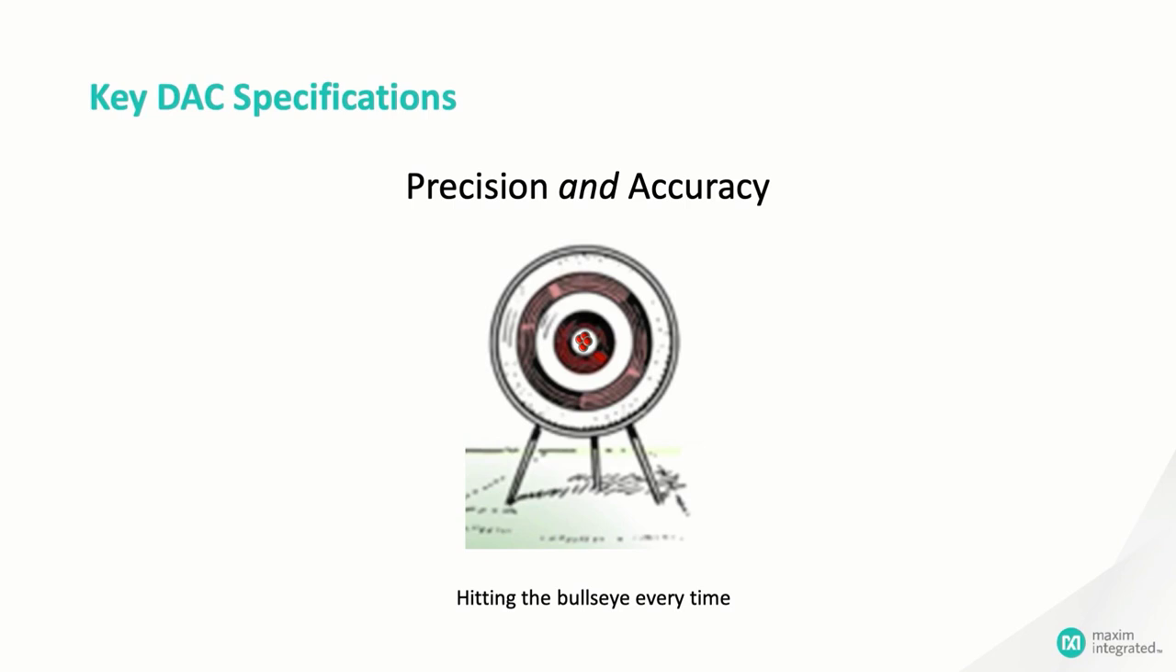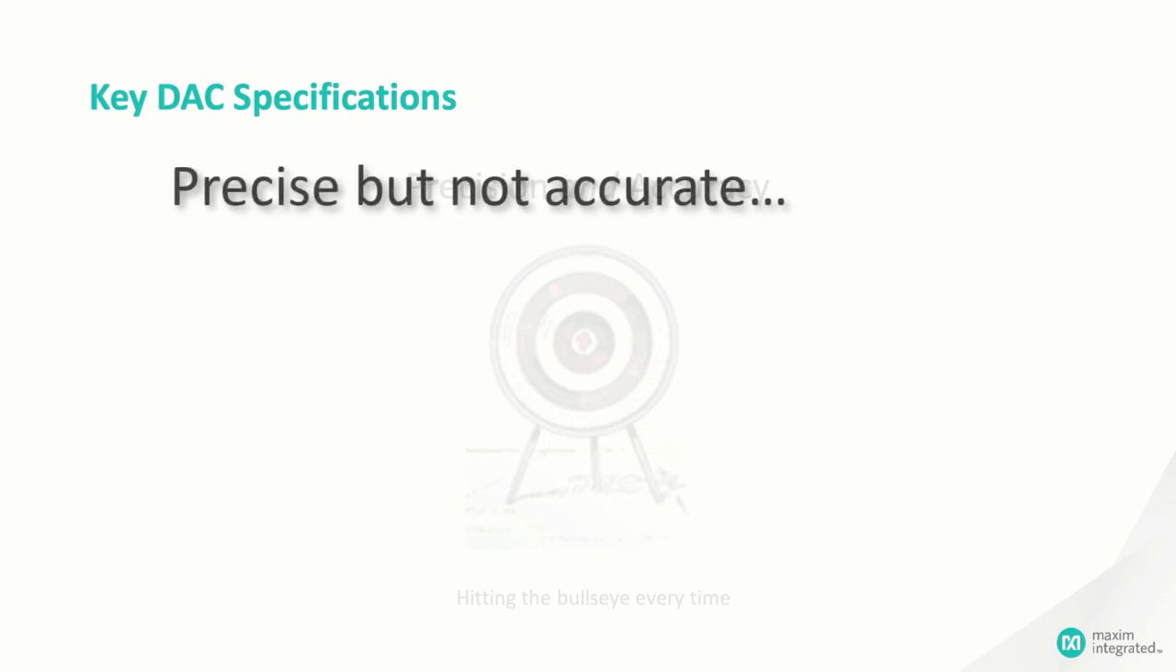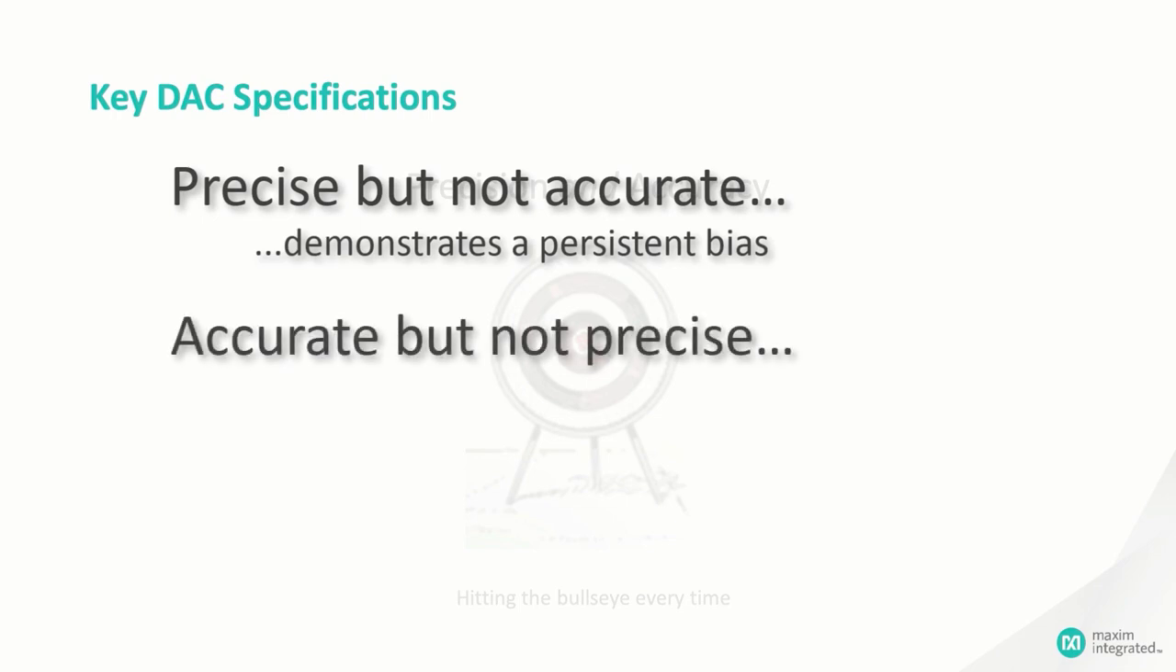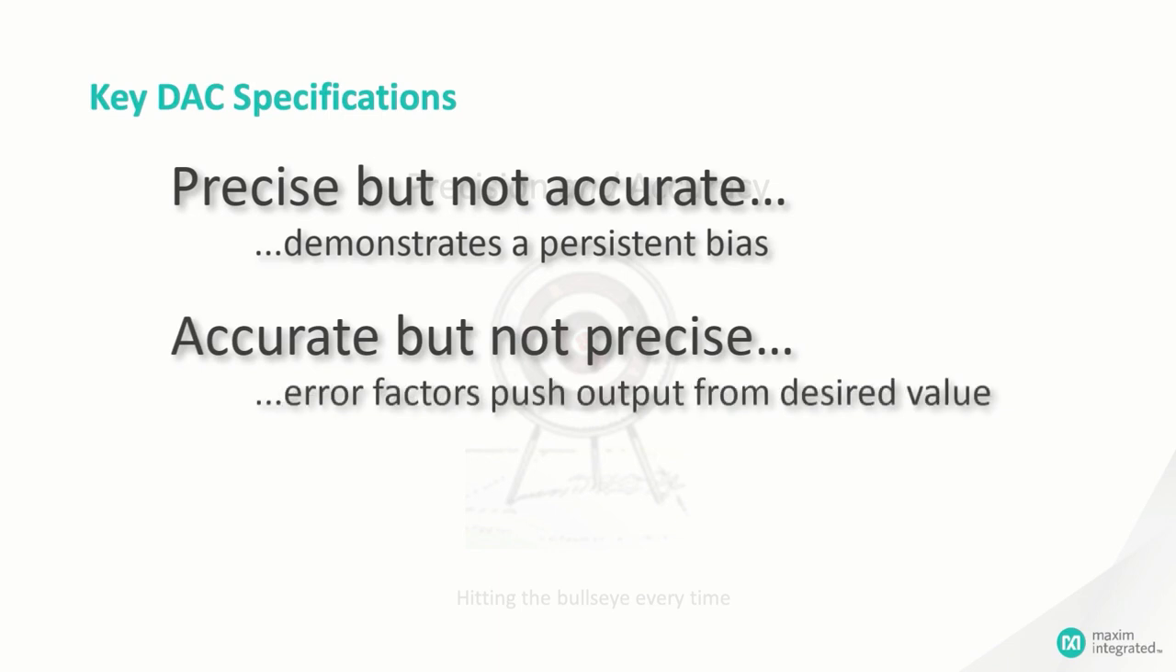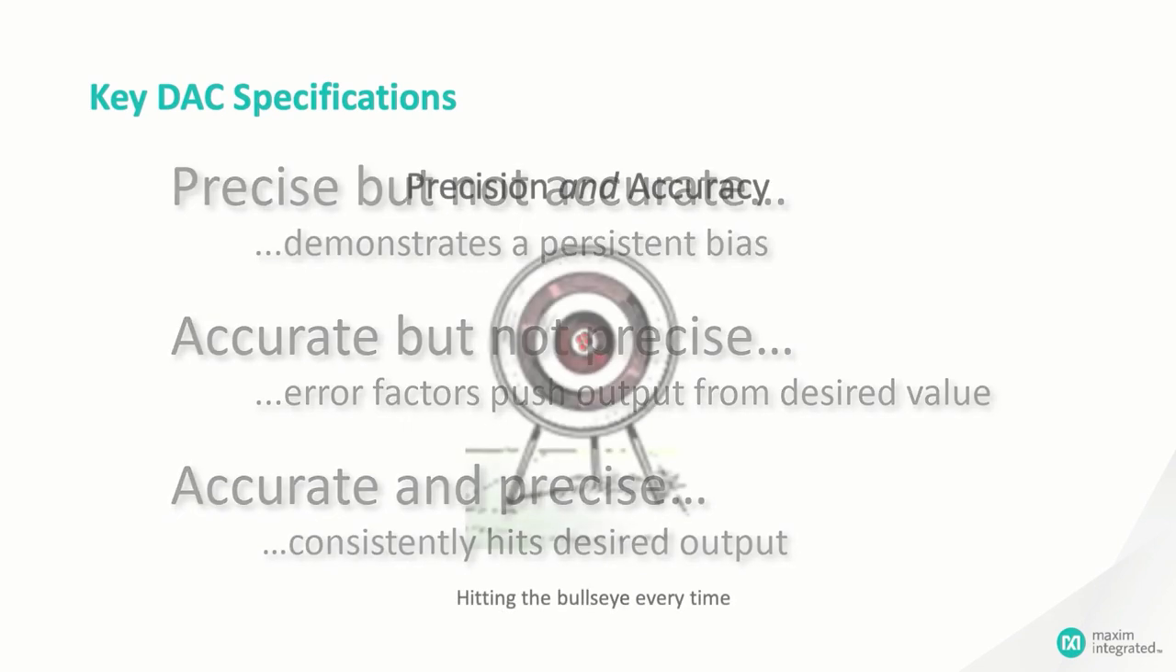Nice job, Archer 3. Now, look, the lesson here is that DACs can be a lot like our archers. You can get a DAC that's precise, but not very accurate, in that it might have a persistent bias away from the desired output voltage. You can get a DAC that's accurate but not very precise, in that it's consistently near the desired output, but noise and other factors push it away from the target output voltage. Or you can get a DAC that is both accurate and precise, that hits the bullseye every time.